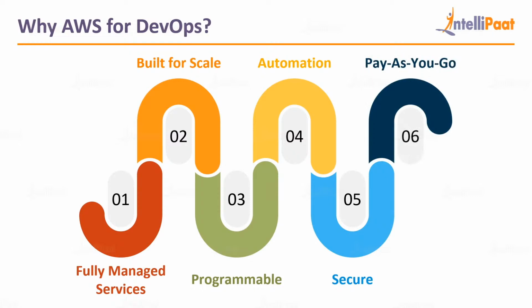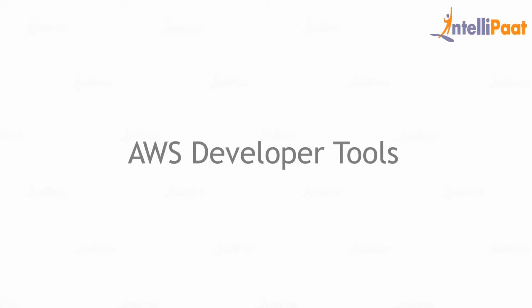And finally, pay as you go. You can start off with the services for free at the beginning. There is a limit in the free tier, you can check that out. Then, if you're going to consume a lot of it, you can go with the pay as you go model, where you will be paying only for what you use. So we saw why AWS for DevOps.